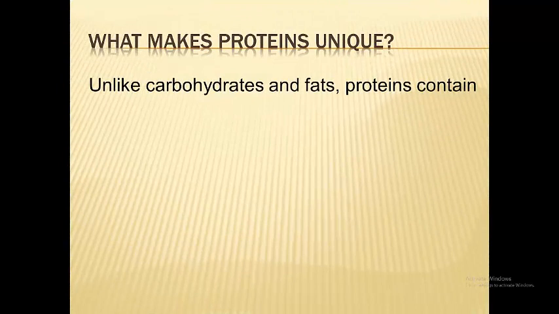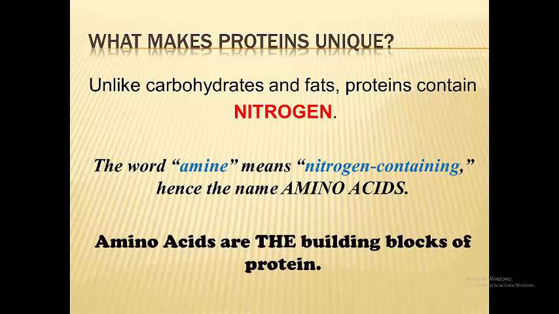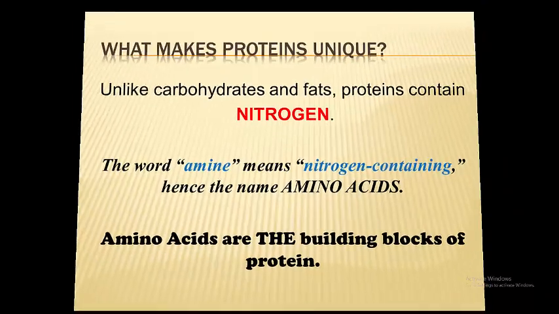So before we look at your book, let me just zero in on a few of the key points addressed there. Hopefully you now have an appreciation of what makes proteins unique. Unlike carbohydrates and fats, proteins contain nitrogen. And literally the word amine in Latin means nitrogen containing. So these structures that contain nitrogen that come together to form proteins are called amino acids, nitrogen containing acids. They are, in other words, the building blocks of protein.